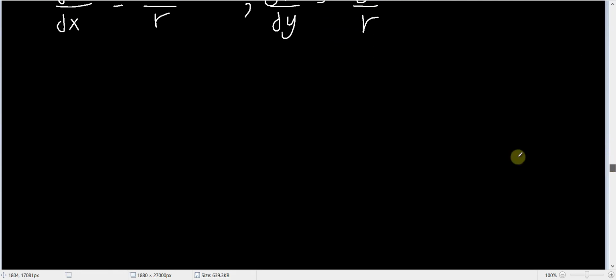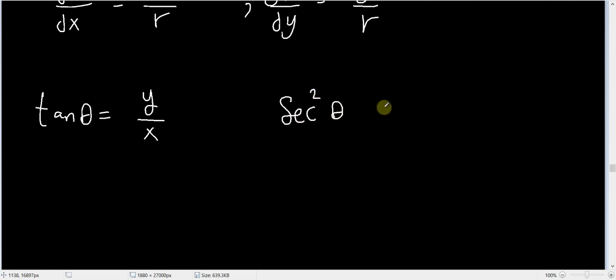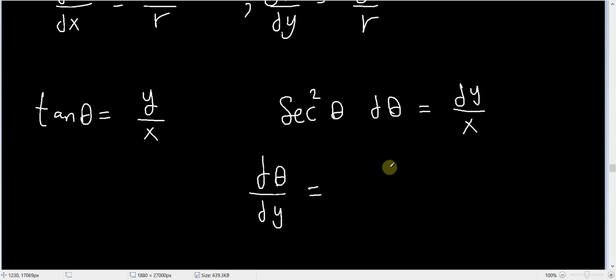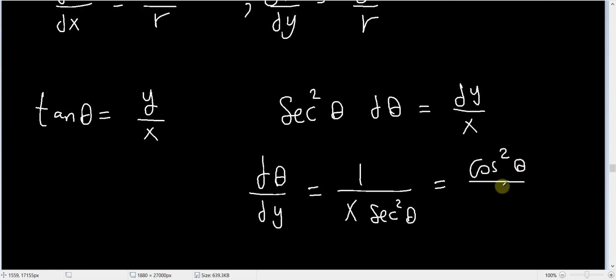Now let's get this term d theta by dx and d theta by dy. So tan theta is equal to y over x. Now the derivative of tan theta is equal to sec squared theta. So I can say that sec squared theta d theta, if I'm deriving with respect to y, is equal to dy over x, right? So now d theta by dy is really equal to 1 over x sec squared theta. Now this is equal to cosine squared theta over x.